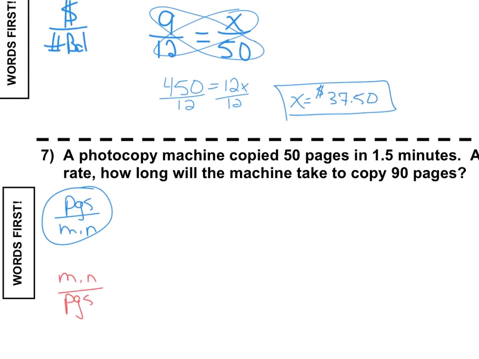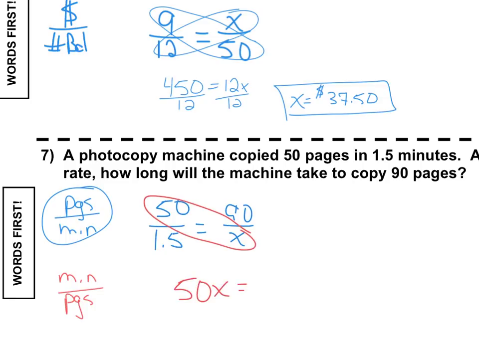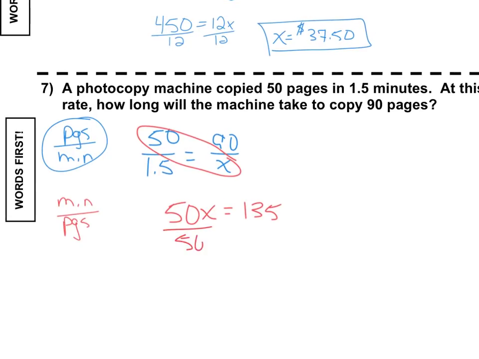So let's see, the first one said 50 pages in 1.5 minutes should equal 90 pages over some unspecified amount of time. So if we flip these and did minutes over pages, the cross multiplication will still end up being the same. Either way you do it, you're going to have 50x equals, let's see, 1.5 times 90 would be 135. And then I divide both sides by 50. And it looks like to make 90 pages would take 2.7 minutes.